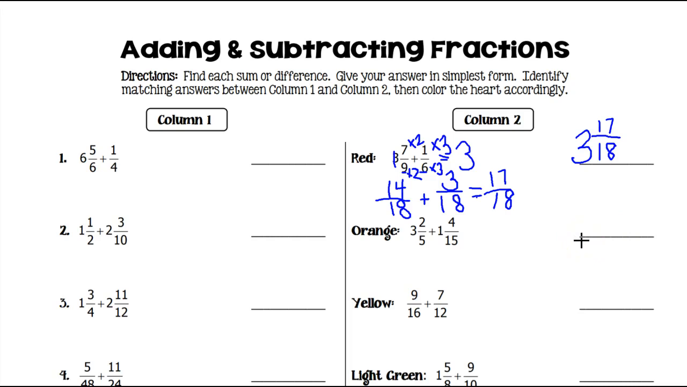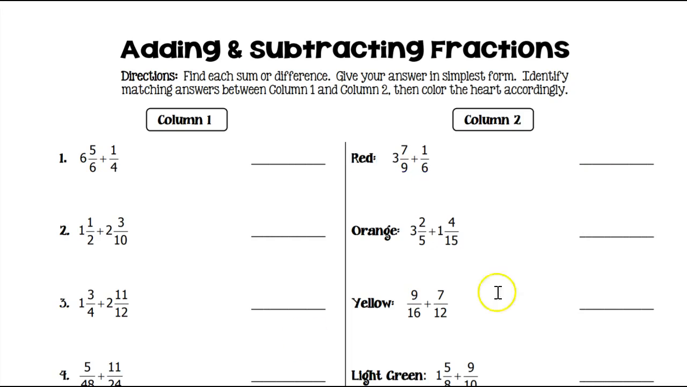So let's try another one. When it says red right here, because when I find the answer on this side that is the same over here, that's what I'm going to color red. I need to find it, and then I'll go to my sheet and color them red. So we'll see if we can find one. So let's do number 2 right here.